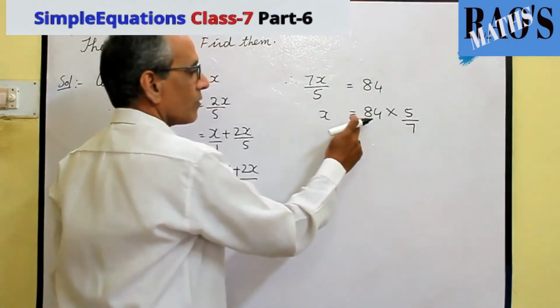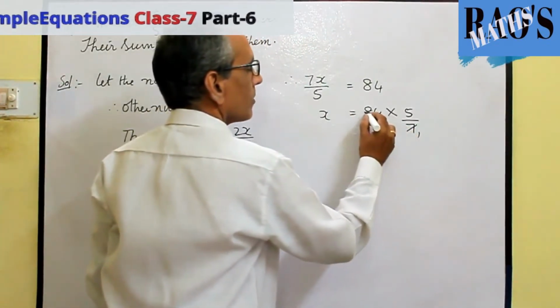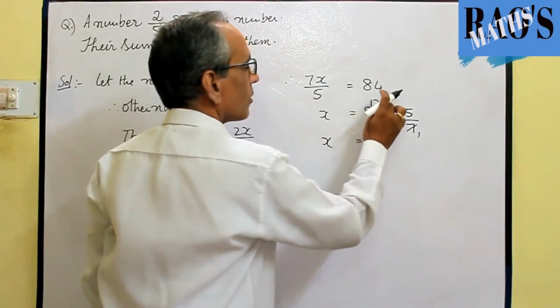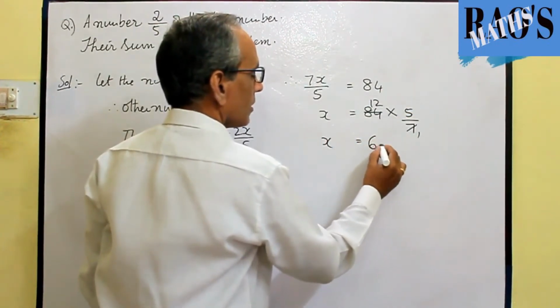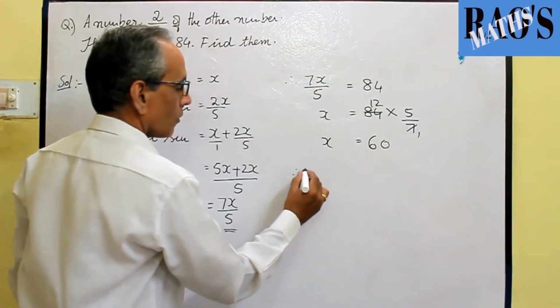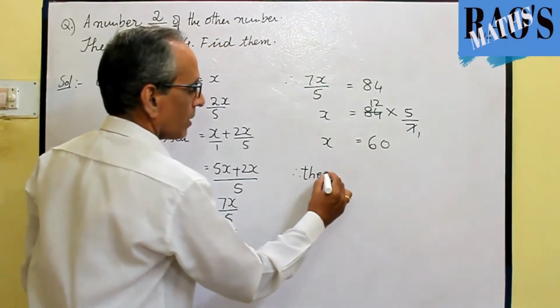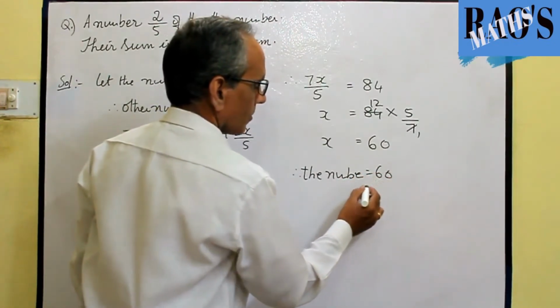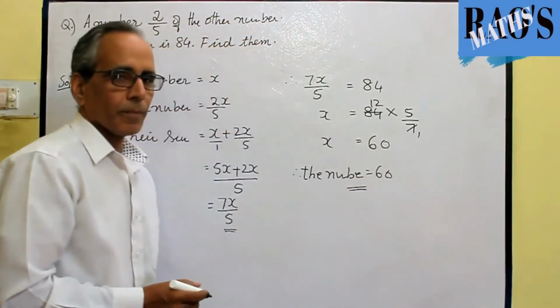7 is a factor of 84, which goes 12 times. So x is equal to 12 into 5, 60. Therefore the number is equal to 60. Okay, very simple.